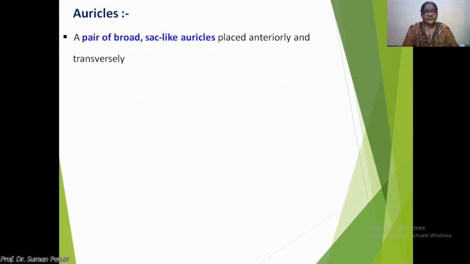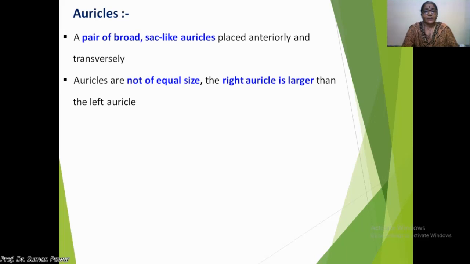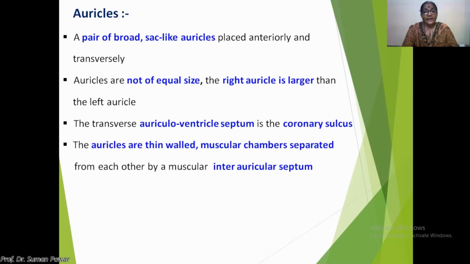The auricles. A pair of broad sac-like auricles placed anteriorly and transversely. Both the auricles are not of equal size, as the right auricle is larger than the left auricle. The transverse auriculoventricular septum is the coronary sulcus, which separates the auricular portion from the ventricular area. The auricles are thin-walled muscular chambers separated from each other by a muscular vertical interauricular septum.